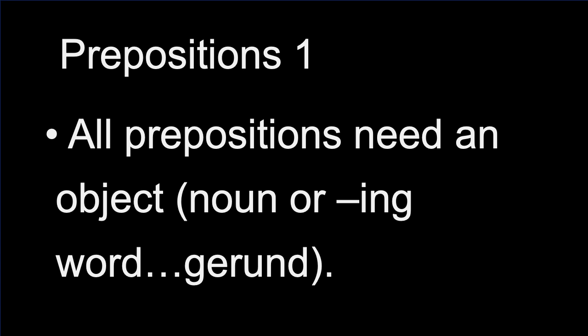Now, first of all, prepositions need an object. That object is going to be a noun or a gerund phrase, or a gerund, which is an ing word. It's a verb with an ing, like for helping, F-O-R, helping. That might be a prepositional phrase with a gerund as the object of the preposition.